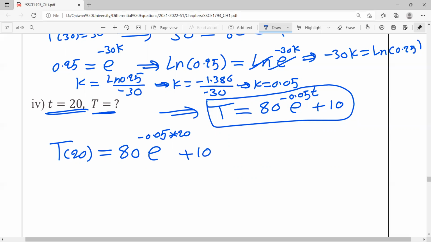We just find this. 0.05 times 20 is 1. So the exponent becomes minus 1. And here we get T of 20 equals 80 e to the power minus 1 plus 10. Now we are going to find e to the power minus 1, then multiply by 80, then add 10. Then we will get the result.